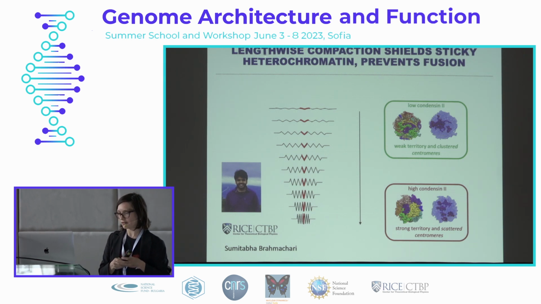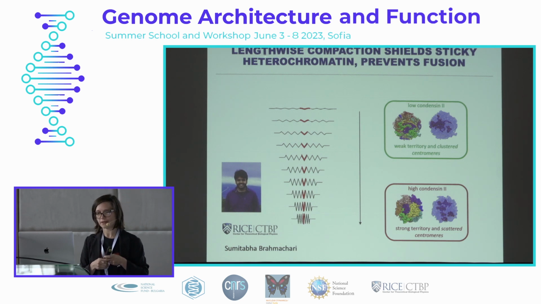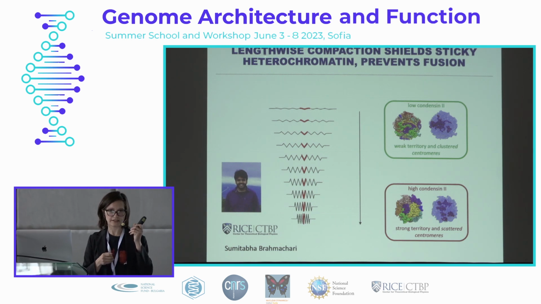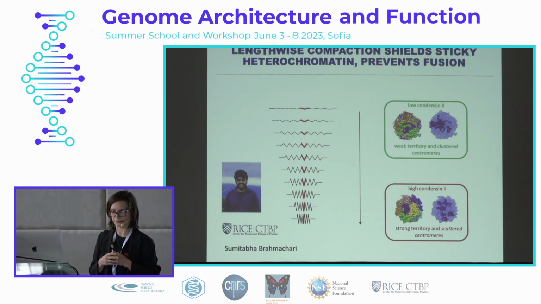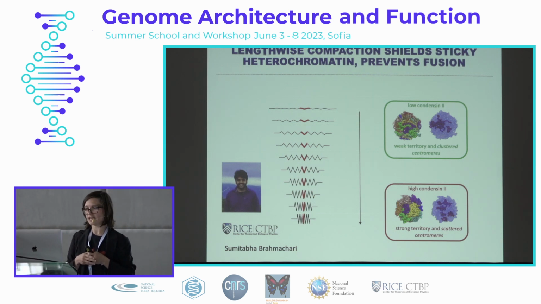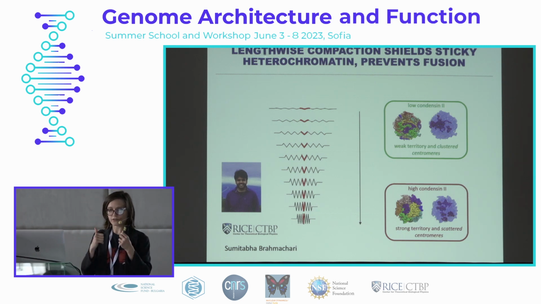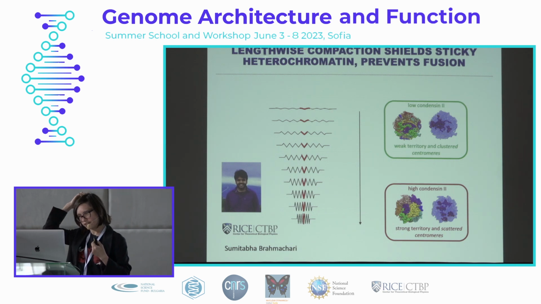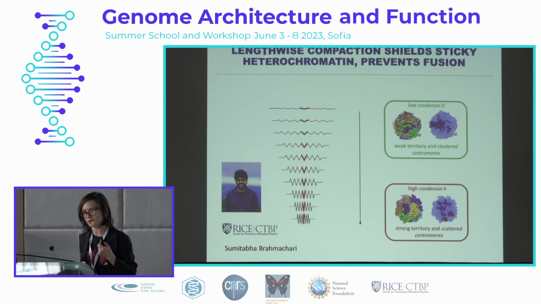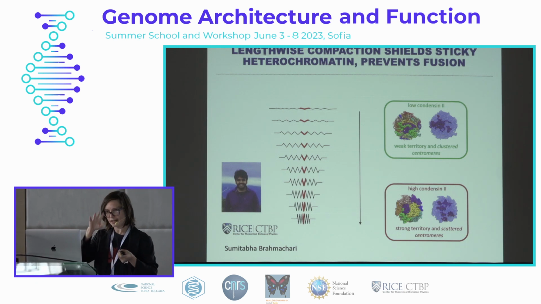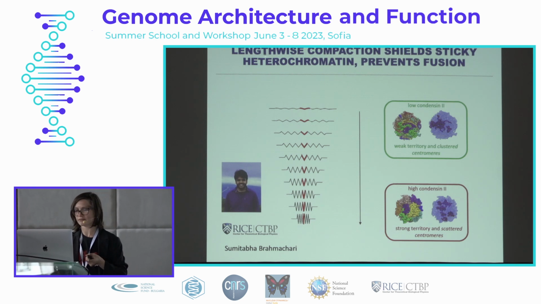So the development of the model has been led by Sumitaba, shown here, and I understand that Michele Di Pierro will talk in more detail about this model on Thursday, but very, very simplifying, you kind of think of this that as you get a lot of lengthwise compaction, the sticky heterochromatin and the centromeres get shielded, they can't merge as you go through mitosis, and as a result you get chromosome territories as well. If you have long floppy chromosomes, the heterochromatic domain gets exposed, it's sticky, it sticks to the rest of the stuff, and you get the rabble.